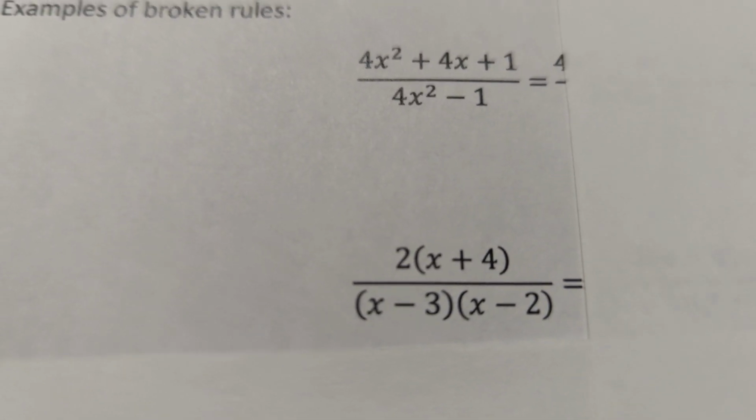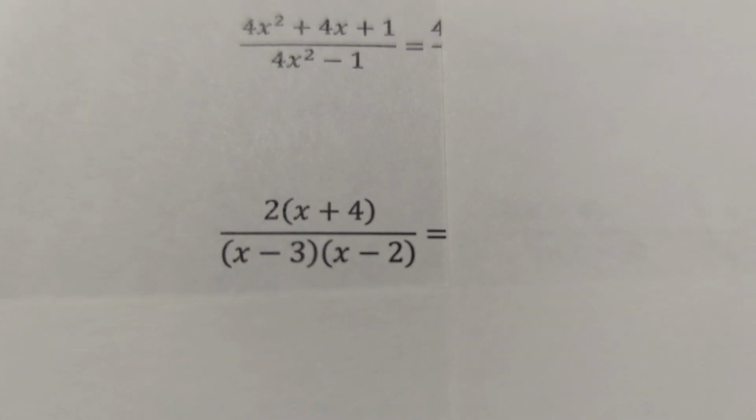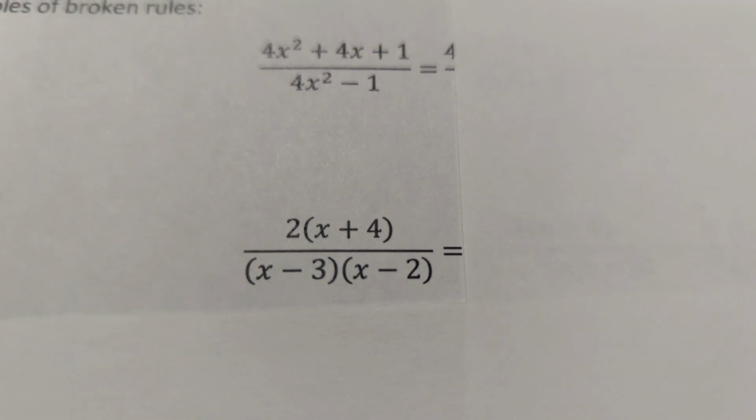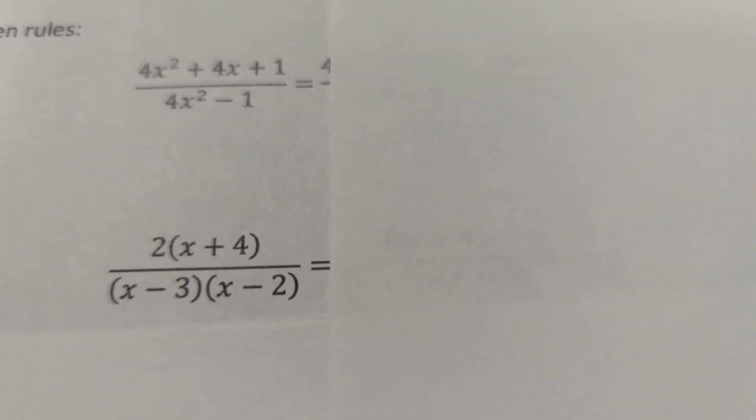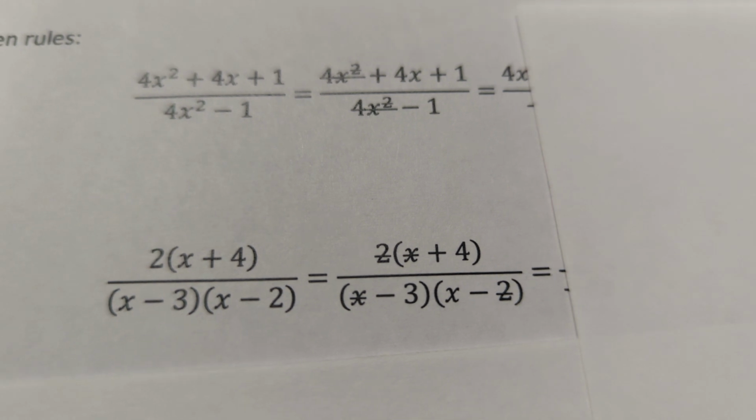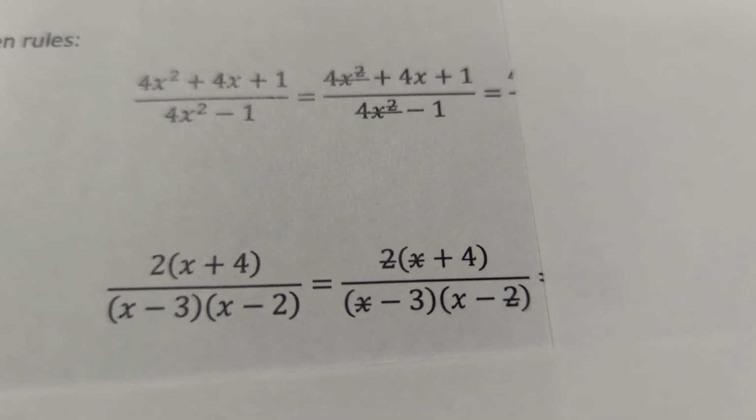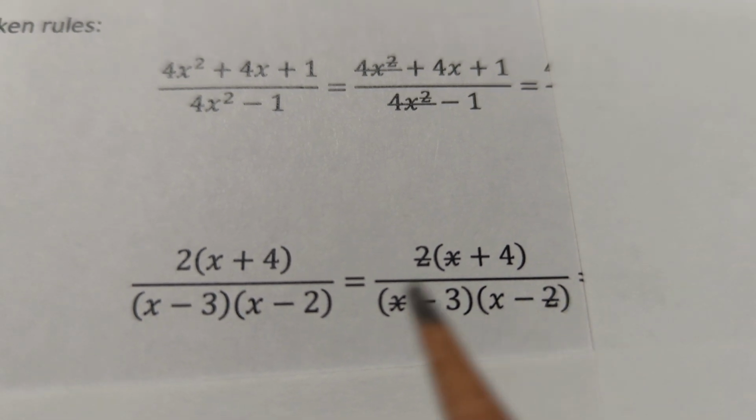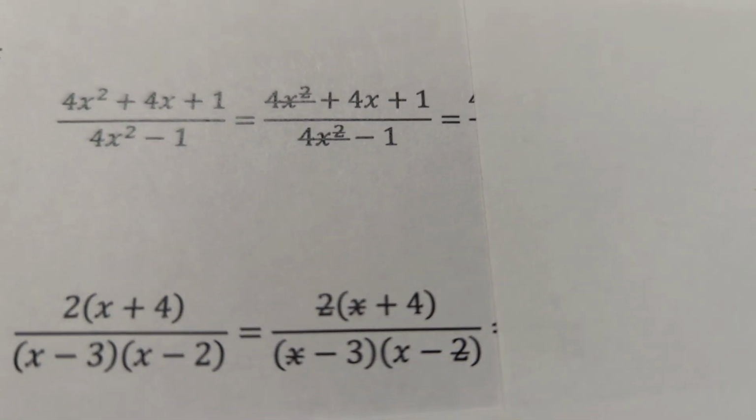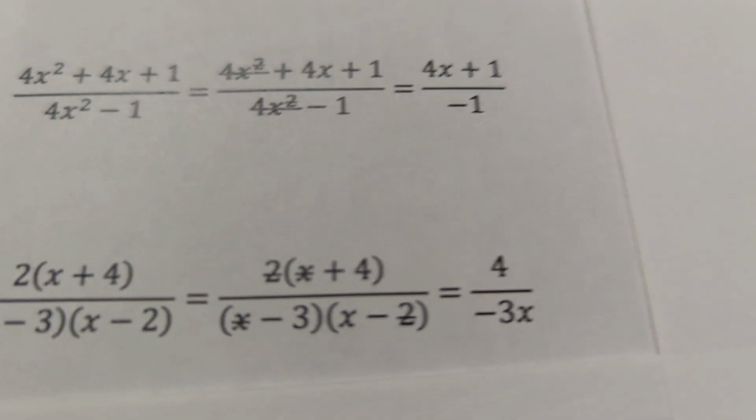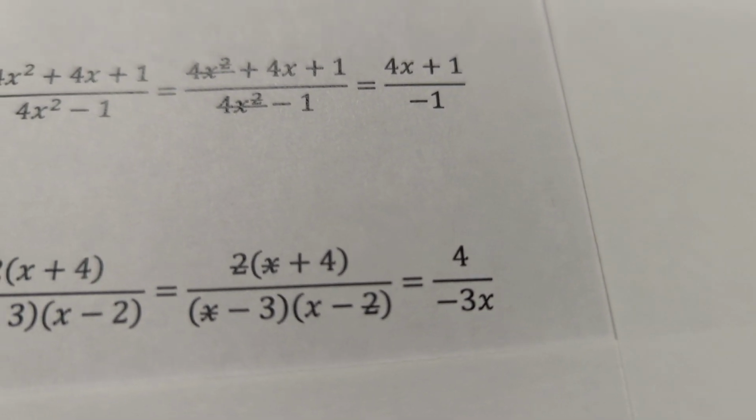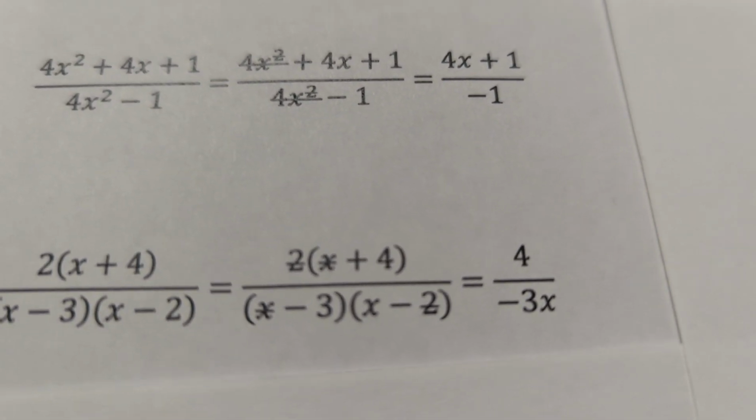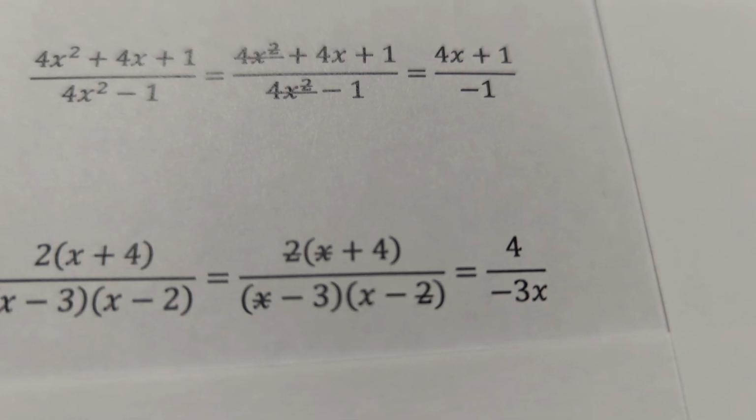I've got 2 times x plus 4 over x minus 3, x minus 2. This person said, hey, look, there's a 2 on top and a 2 on bottom, and there's an x on top and an x on bottom. So I'm just going to cancel all those out. And when I cancel all those out, I get left with a 4 left on top and a negative 3 and an x left on bottom. What is the rule that got broken here?